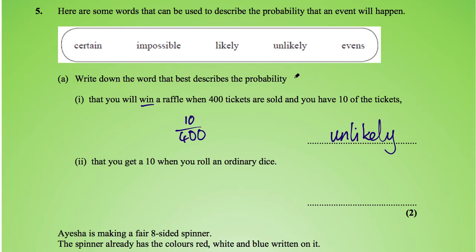Write down the word that best describes the probability that you get a 10 when you roll an ordinary dice. That's impossible because an ordinary dice only has 1 to 6 on it, so getting a 10 is impossible. This is one of the rare questions where probability answers are words. Most probability questions in an exam will be asking for a fraction answer, but in this case, because they've asked specifically for the words, then you need to give a word.